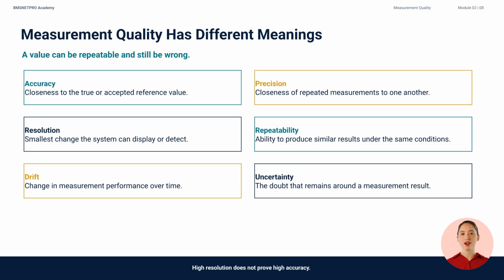These terms are often used casually, but they are not the same. Accuracy tells us closeness to truth. Precision tells us whether repeated readings agree with each other. Resolution tells us how fine the display or input can represent the value. Repeatability describes consistency. Drift describes change over time. Uncertainty describes how confidently the measurement can support a decision. A sensor may repeatedly report 75 degrees even when the true value is 72 degrees. That sensor is precise but inaccurate.